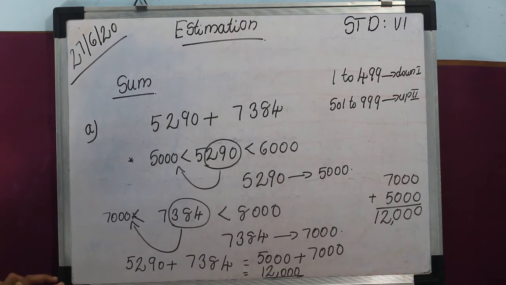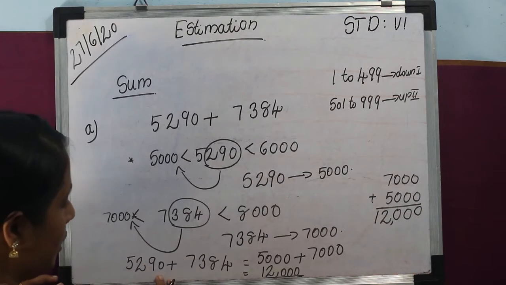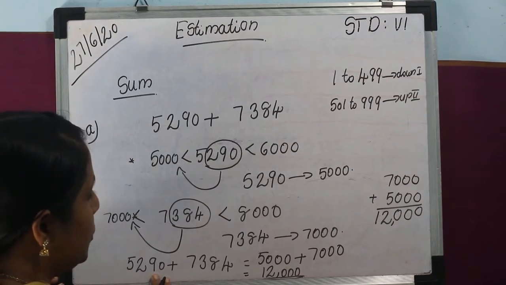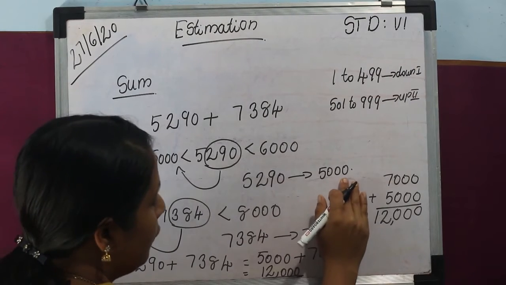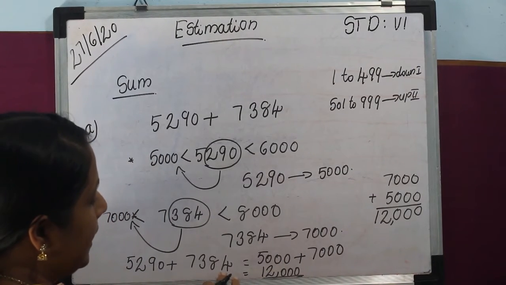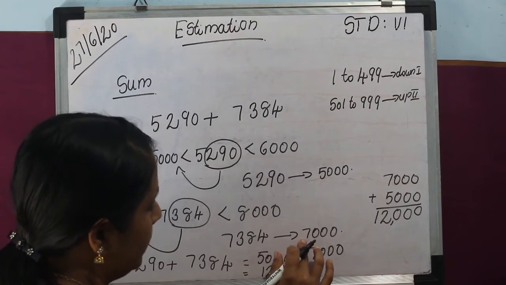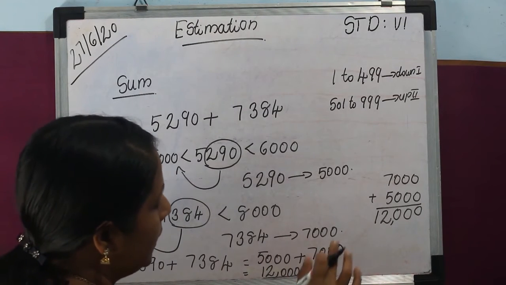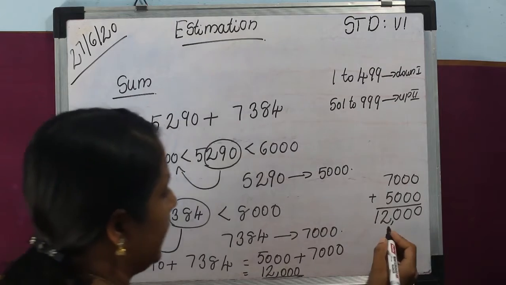Next we write the question, that is 5290 plus 7384. In the place of 5290, now we get the number 5000. So we write 5000 plus 7384. Now we get 7000. Then write 7000. Therefore 5000 plus 7000 equal 12,000. Then we get the answer.